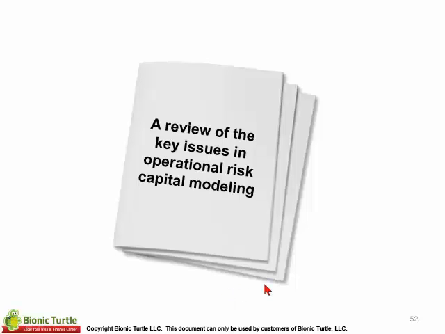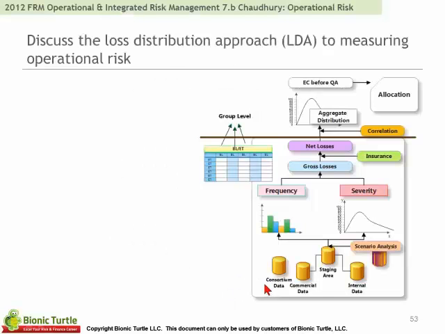Then we have the paper on reviewing key issues of operational risk credit modeling. And so there's the discussion here of the actuarial approach, specifically loss distribution approach, or LDA as an actuarial approach, which is in the FRM going to be the most common approach to operational risk. And at the heart of it here is the identification of operational loss cells.